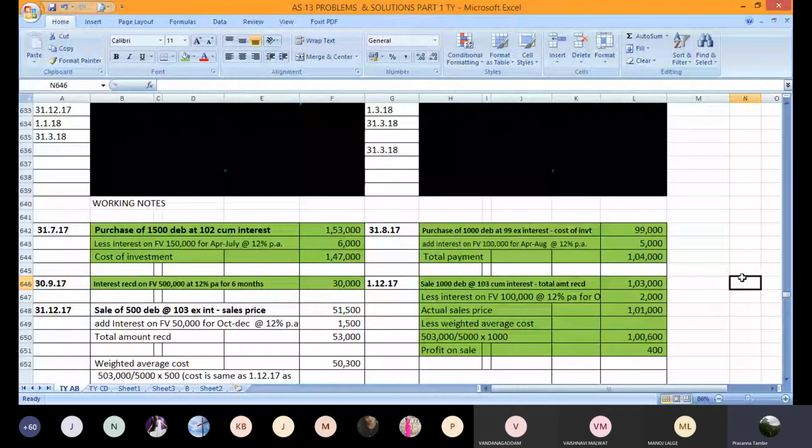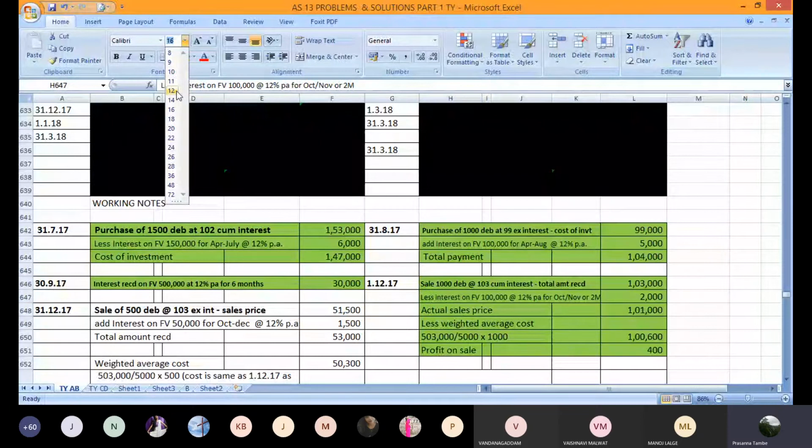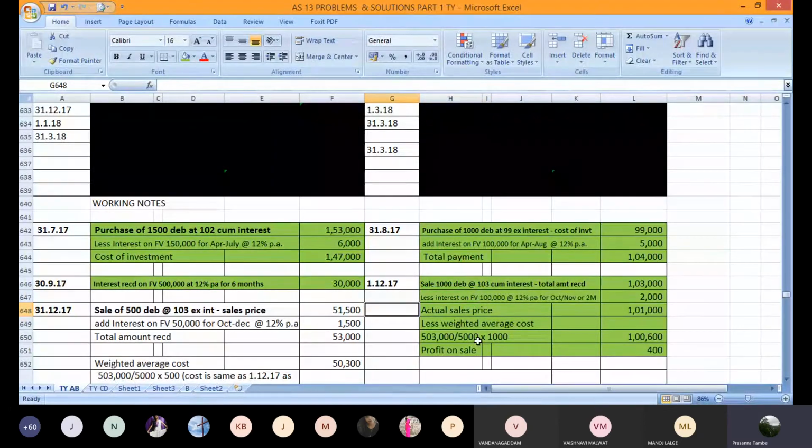Now these debentures will carry a face value of 1 lakh rupees. So we have to remove the interest component, and face value being 1 lakh, you can calculate the interest. Interest is for 2 months, October and November. So less interest on face value of 1 lakh at 12% per annum for October and November, that is period of 2 months. That comes to 2,000 rupees. So actual selling price is 1,01,000. 1,03,000 minus interest is your actual selling price for debenture.